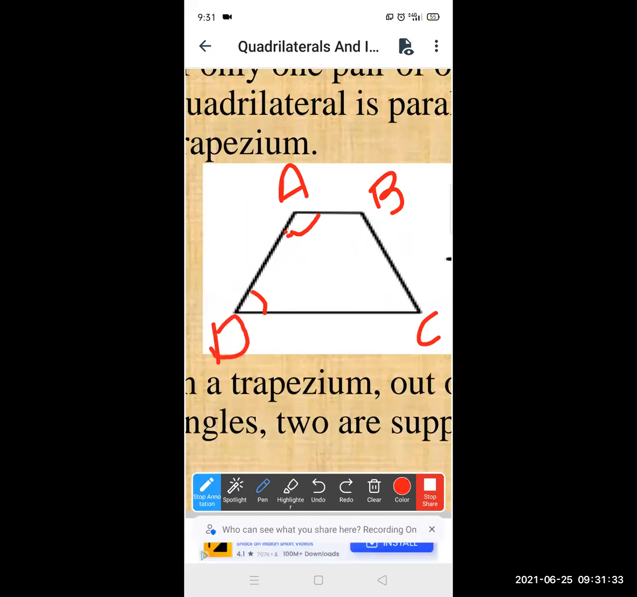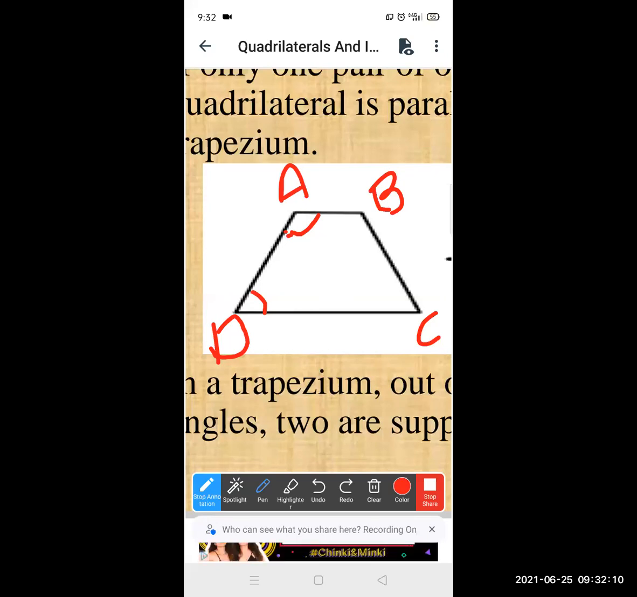If I denote the vertices here as A, B, C and D, this is a quadrilateral, a trapezium, in which AB is parallel to DC. This is given from the diagram. We can clearly say that AB is parallel to DC. And we know that if a transversal intersects two parallel lines, then the angles formed inside on one side of the transversal are supplementary.